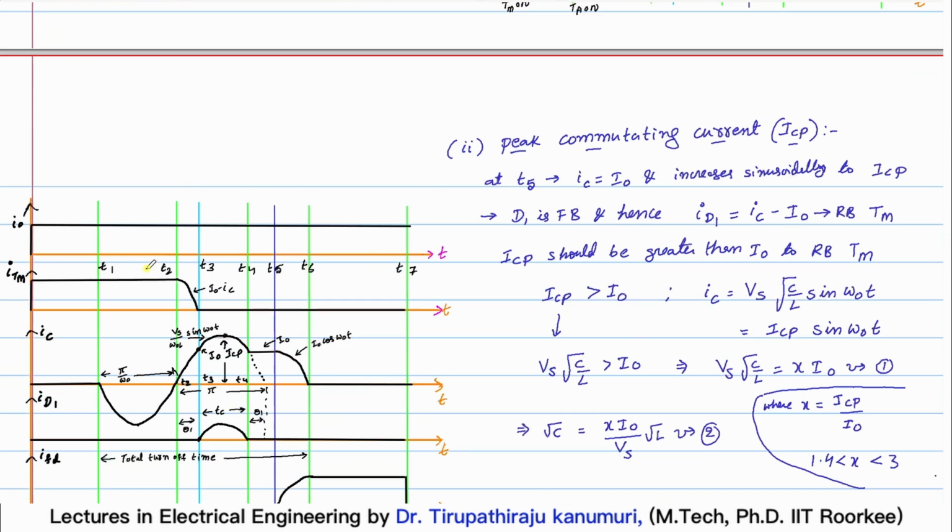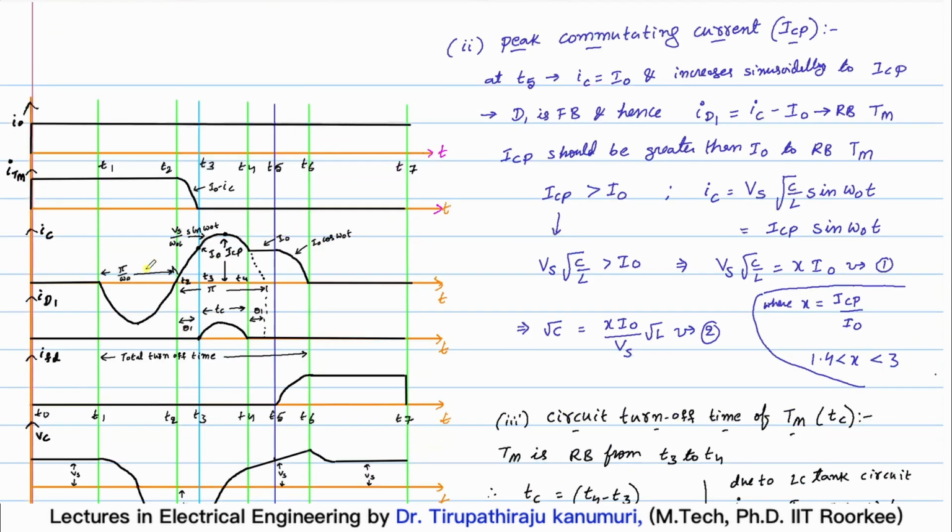So that is the duration, and it relates to the peak commutating current, which is this maximum value. Your diode is conducting from this point to this point. How long your diode conducts is decided by ICP, that is, how much the capacitor current is above I0. The greater the value, the longer the duration for which your diode will be conducting. That's why it is so significant, and that's why we are reading this.